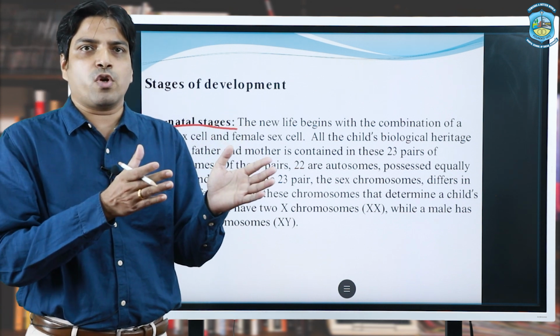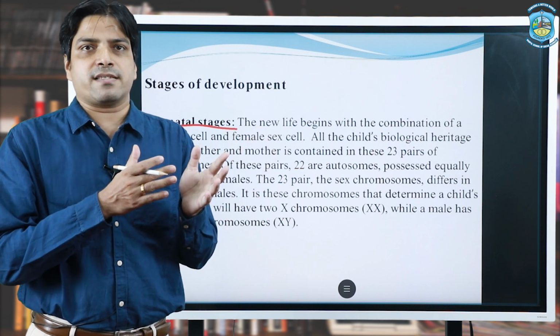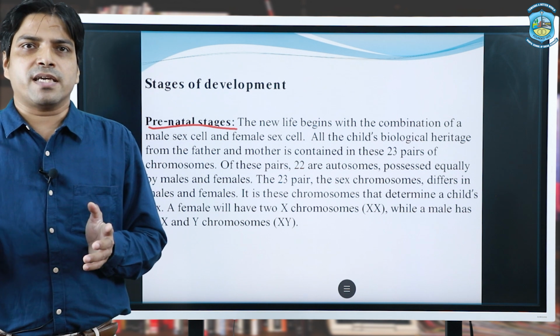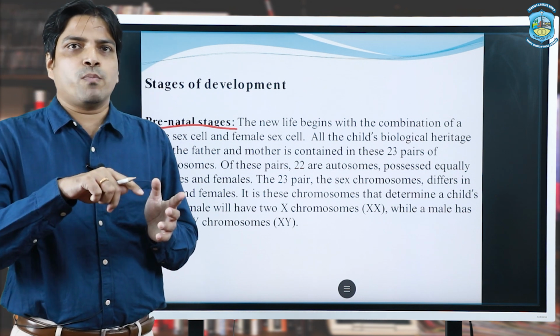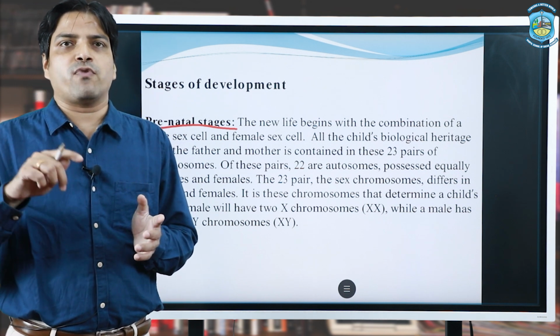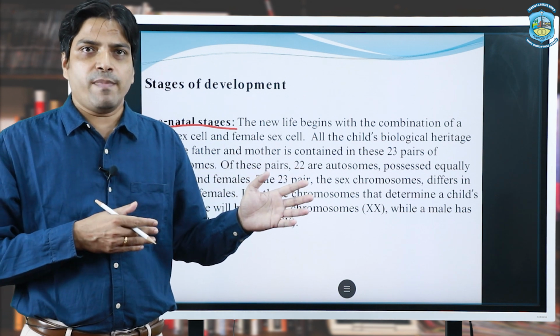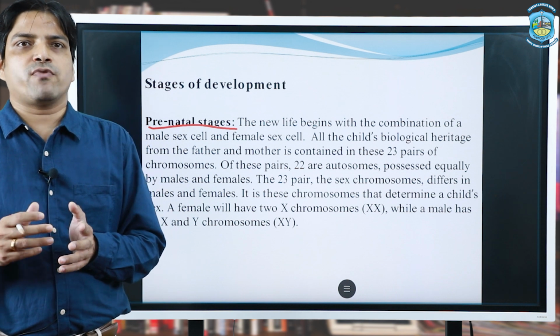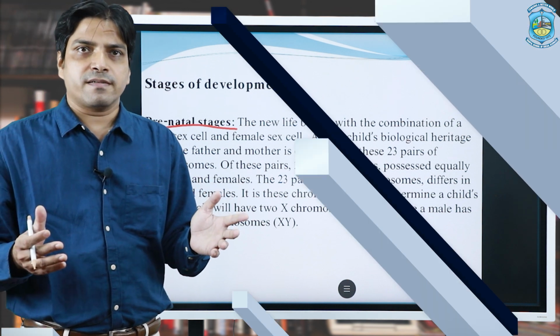Out of these 23 chromosomes, 22 are somatic chromosomes and 1 is the sex chromosome from the father and the mother. And when the X chromosome fuses with the X chromosome of the father, the offspring is female. When the X chromosome fuses with the Y chromosome of the father, it is a male offspring.